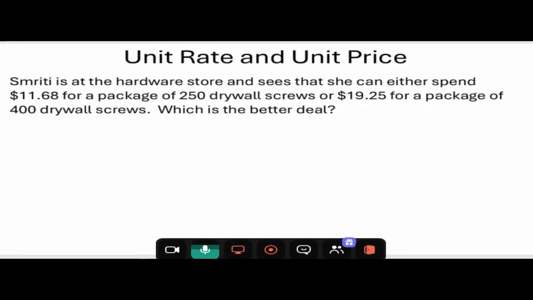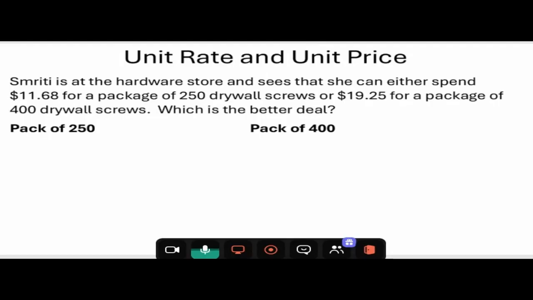All right, let's see. Smriti is at the hardware store and sees that she can either spend $11.68 for a pack of 250 drywall screws or $19.25 for a pack of 400 drywall screws. Which is the better deal? In other words, which one is she paying less per screw? So let's look at them separately.